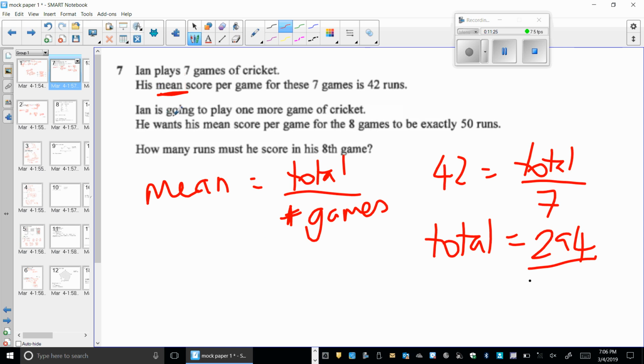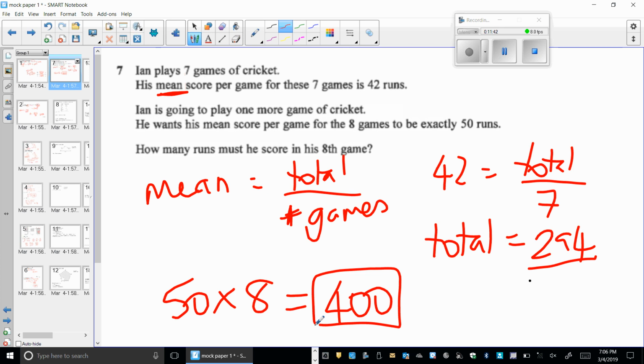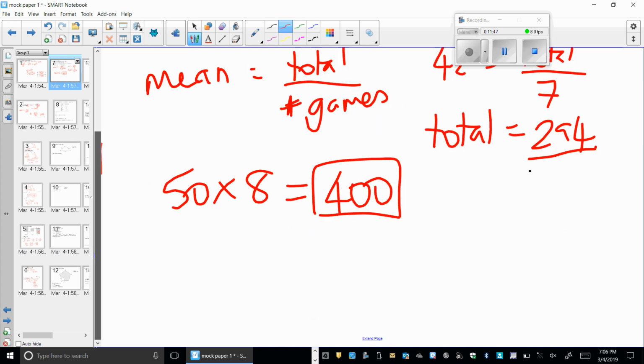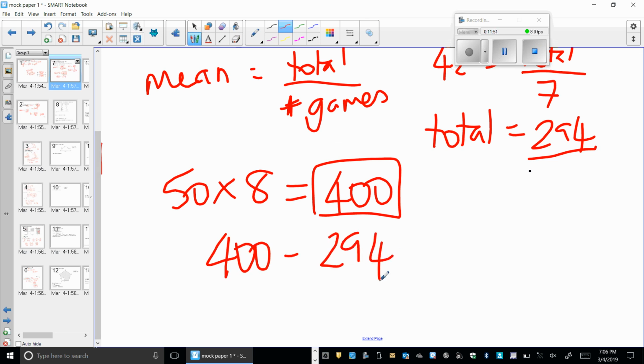Now, he's only going to play one more game of cricket. And if he wants his mean to be 50, we need to know what his new total needs to be. So for a mean of 50 and playing 8 games, his new total needs to be 400. That means that in the 8th match, he needs to run 400 subtract 294, which is 106 runs.